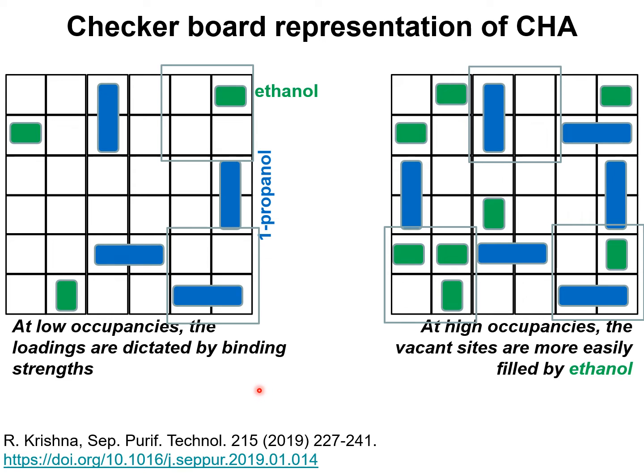The situation is different at high pore occupancies. Let's consider a cage with 4 adsorption sites here. There's 1 adsorption site free, and that can only be occupied by ethanol and not by 1-propanol. Let's consider another cage of Chabasite zeolite here.